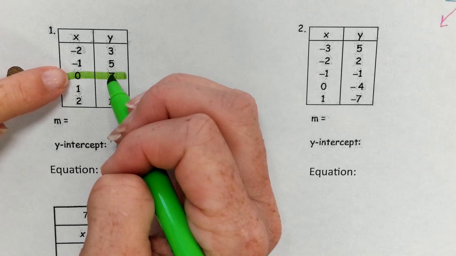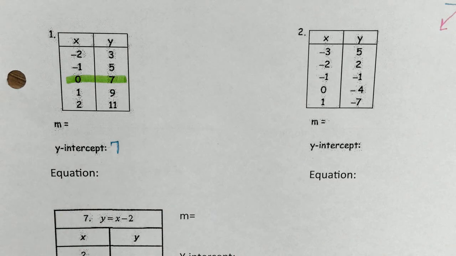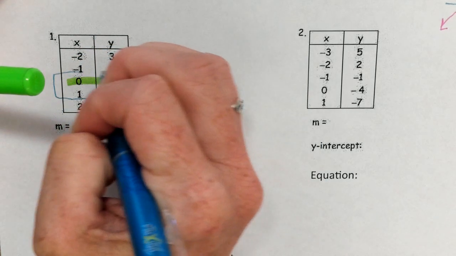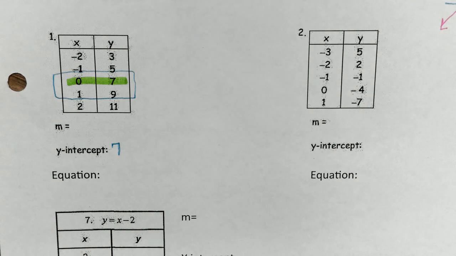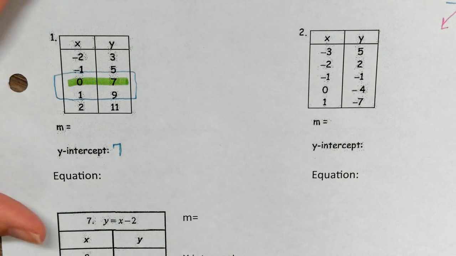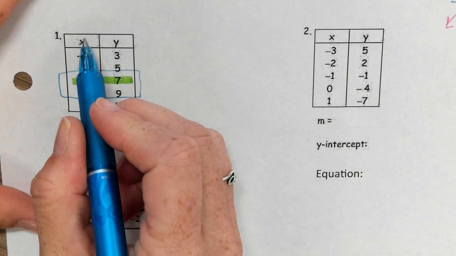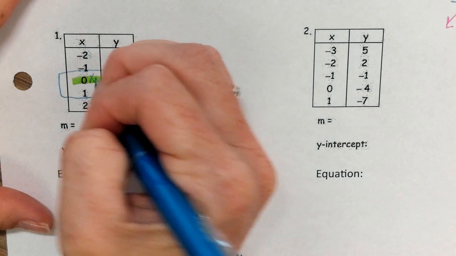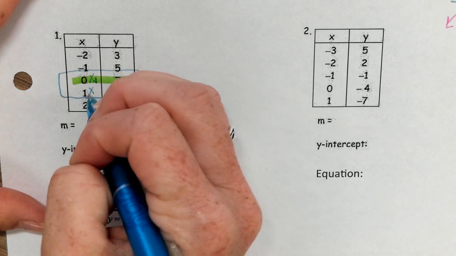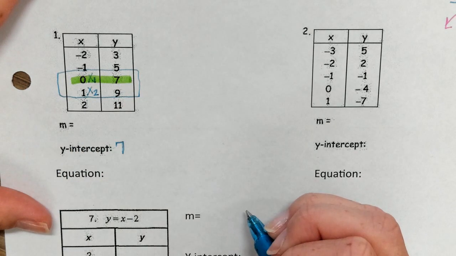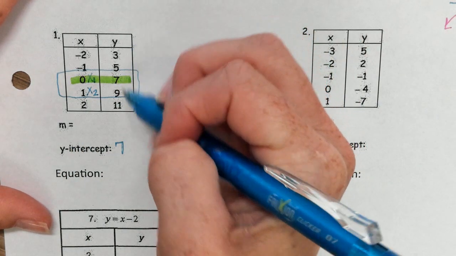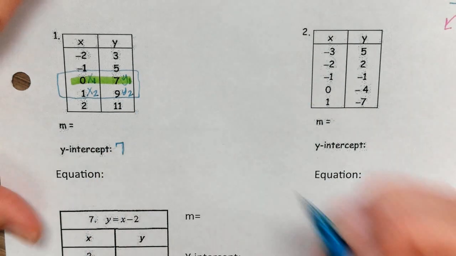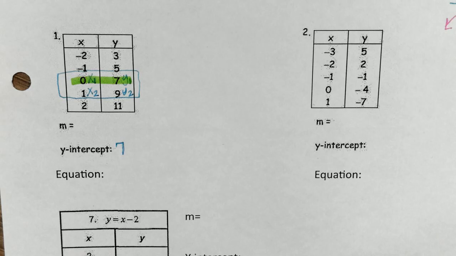So I would use 0, 7, and then I would use maybe 1, 9. So I'm going to use these two. I am going to label them. These are all what? X's. So this is going to be the first X, so X1. The second X, so X2. These are all Y's, so this is going to be the first Y, Y1, and the second Y, so Y2.